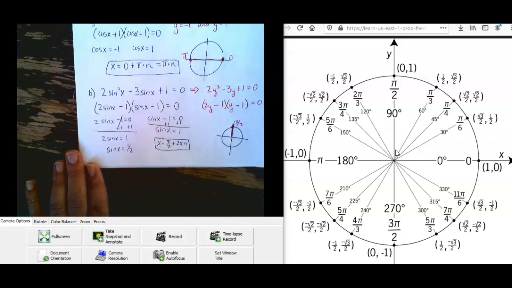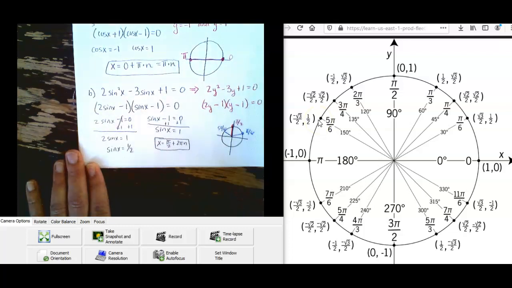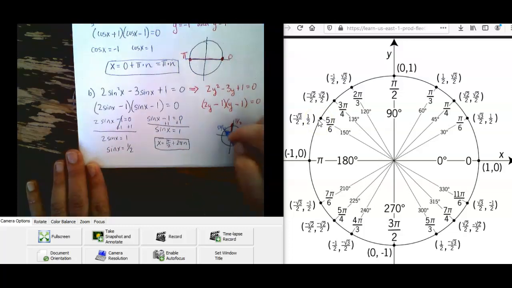Now we need to look to see where sine x is equal to a half, because those are some more solutions. Sine is the y, and that's a half at pi over 6, and again at 5 pi over 6. And then any solutions down here will be negative because the y-coordinates are all negative down here in these two quadrants, right? So we do not consider any more solutions.